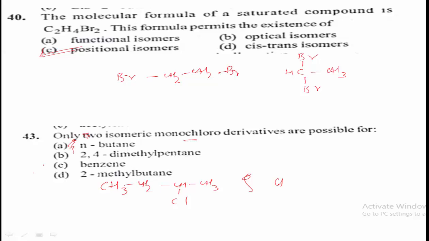Next, another structure: CH3, CH2, CH2, CH2, Cl. This is another. Therefore n-butane can only have two isomeric monochloro derivatives. Yes, therefore option A is the right answer for this question.